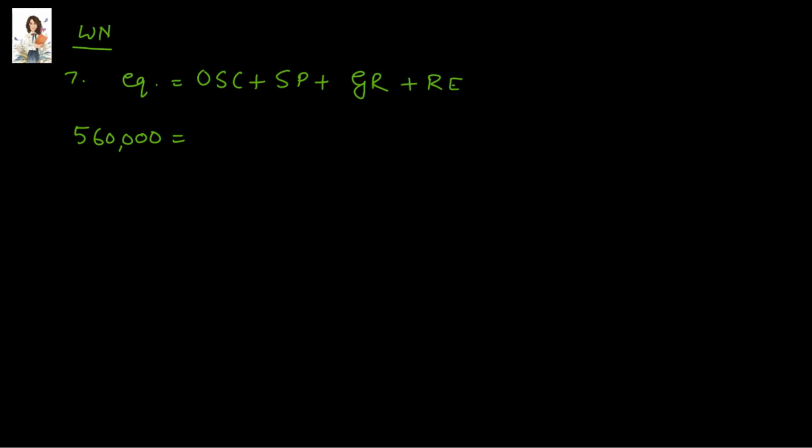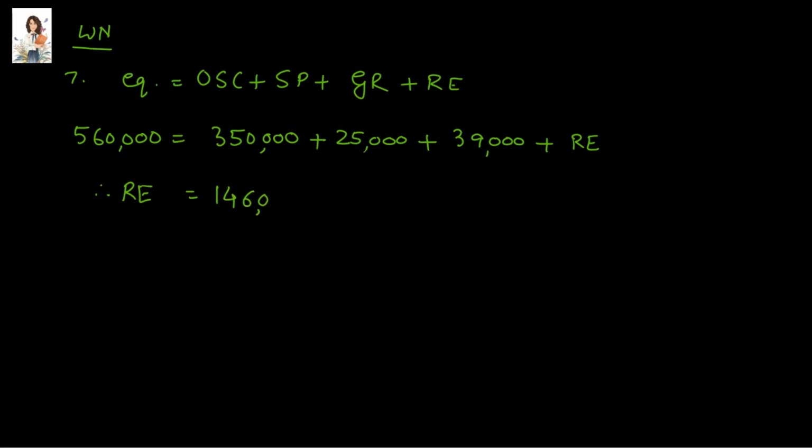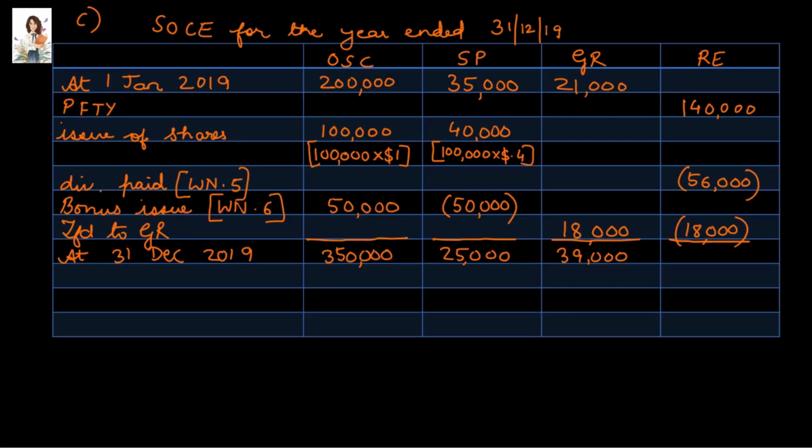Closing balance of ordinary share capital is 350,000. Share premium closing balance is 25,000 and general reserve is 39,000. We don't know the closing balance of retained earnings, so we leave it as RE. Solving for RE, we get RE is equal to $146,000. This is the closing balance of retained earnings. So we will record this here. Closing balance is $146,000. We give the reference of working note 7.